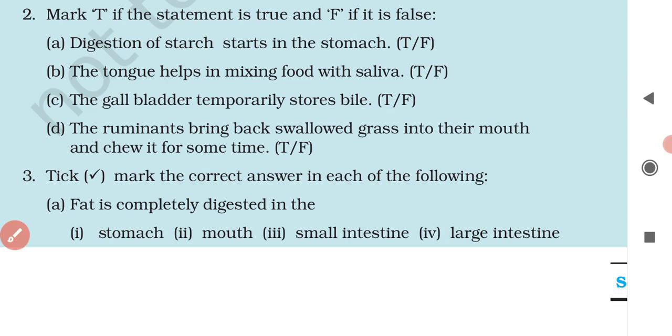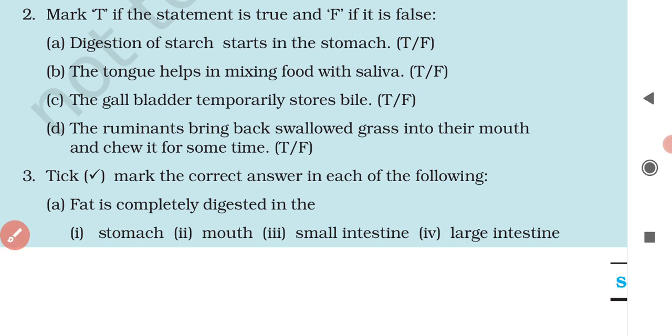Next question, question number C. The gallbladder temporarily stores bile. The bile juice which is secreted by the liver will be stored in the gallbladder. Okay, it is true again.